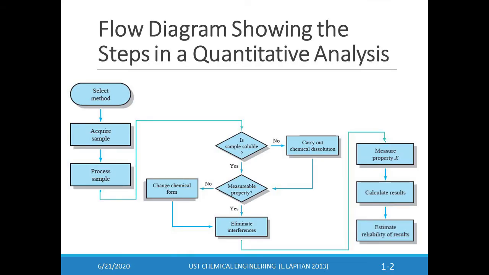A typical quantitative analysis involves a sequence of steps as shown in the flow diagram. In some cases, one or more steps can be omitted. For example, if the sample is liquid, then we can avoid the chemical dissolution step. Now, we will go through all of these steps in the succeeding slides.